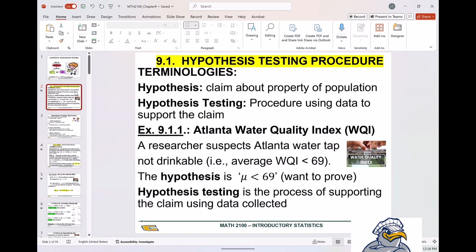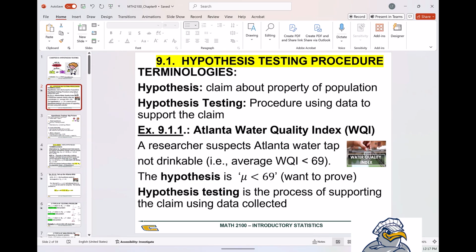So basically, with this claim, the researcher wants to show people that the average water quality index here is less than 69, which is a cutoff for drinkable or not drinkable. In this case, the hypothesis he wants to prove will be mu less than 69, where mu is the average water quality index of the Atlanta water in the region. So this is something you want to prove. And in order to prove that, he will need to collect the data and use a certain statistical procedure to support the claim. That process we call hypothesis testing.